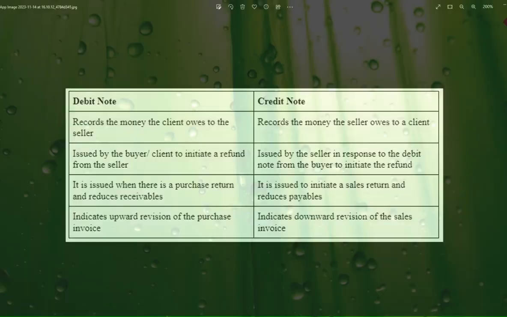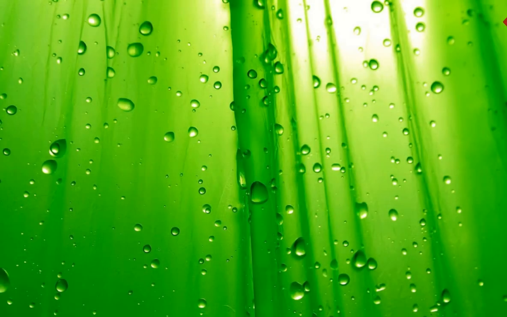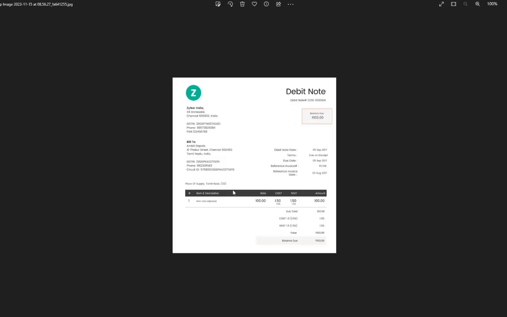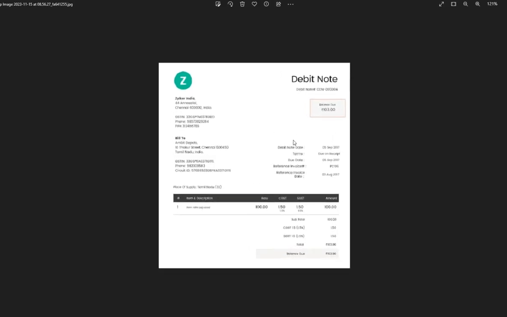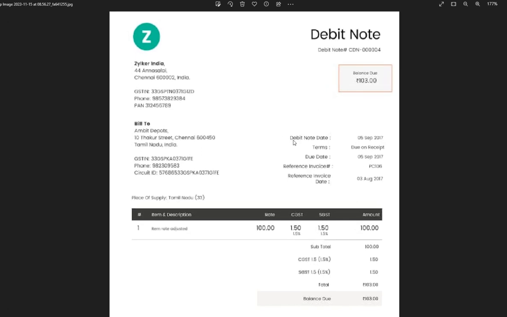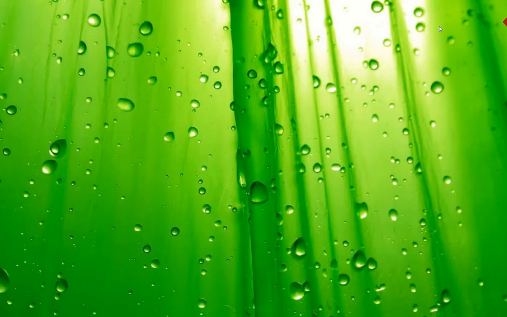Let me show you the formats. This is a format of a debit note. Here you can see there is the name of the company, the bill, the debit note number, the balance which is due. Okay, what is the rate per unit? What is the GST, CGST amount? All this, how many units have been returned, from where it is moving, all this kind of thing will be shown in a debit note.